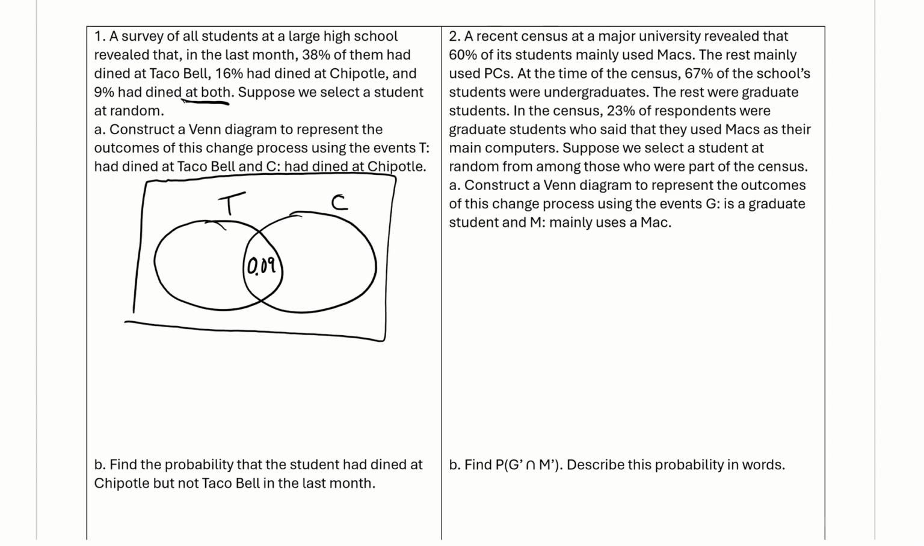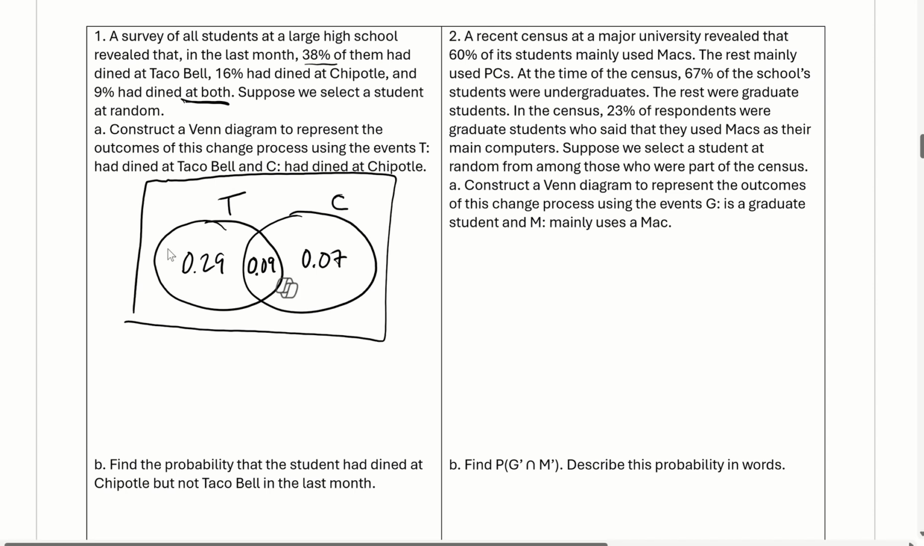Now if 38% were at Taco Bell, that means you got to do 38% minus 9%, so that's 29%. So 29 plus 9%, that's 38% for Taco Bell. And then Chipotle was 16%, so 16% minus 9% is 7%. That adds up to 16%.